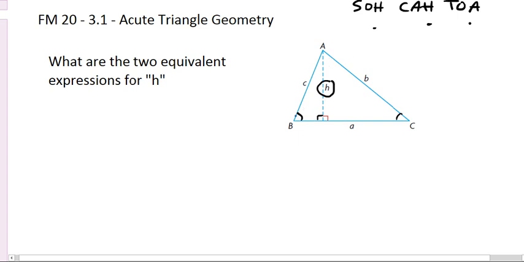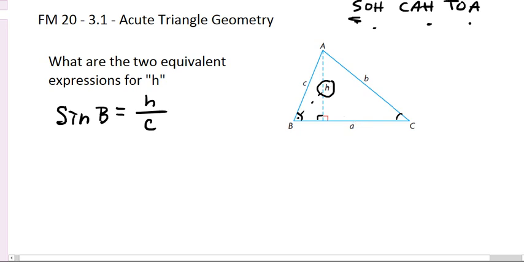How is H related to B, for example? What trig ratio can I set up? Here's a hint: with sine. Sine of B equals what? H over C. Very good. It's because H is the opposite side to B, and C is the hypotenuse.